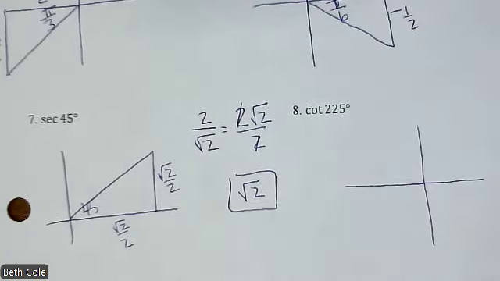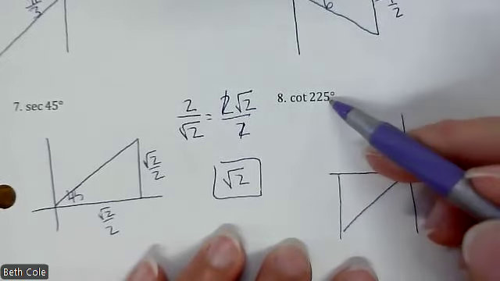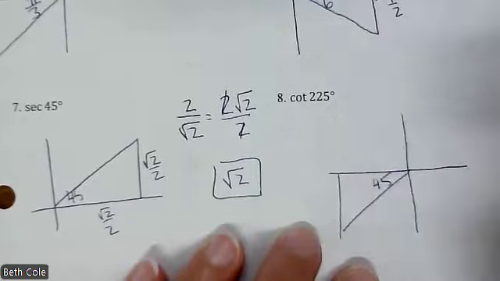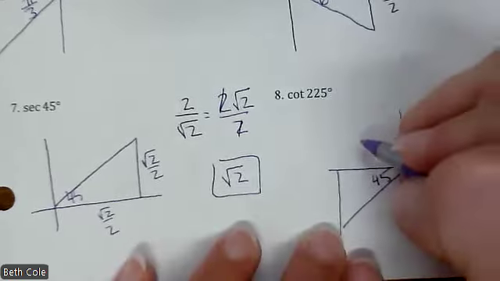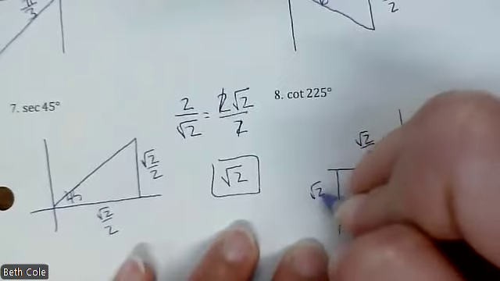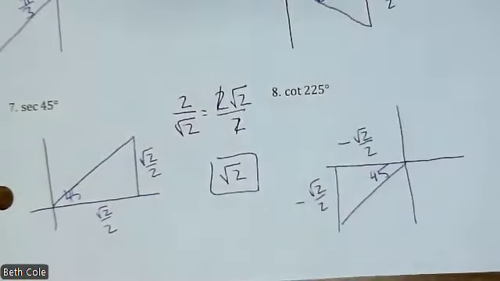All right, where is 225? 3, good. Now, if it ends with a 5, it's got to be 45 because your only 3 choices are 30, 45, and 60. So if it ends with a 5, it has to be 45. These are both square root of 2 over 2, but we're not in quadrant 1, so we need to watch our negatives. Both negative. Good job. Perfect. Both of them.